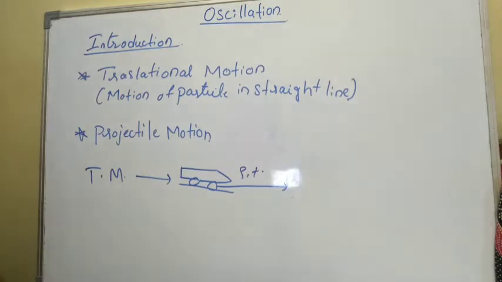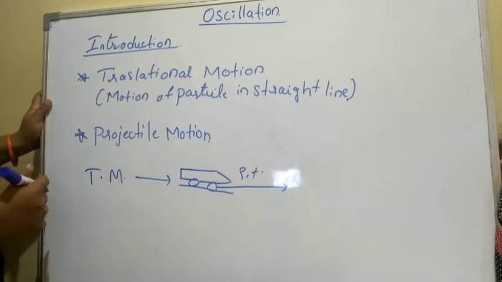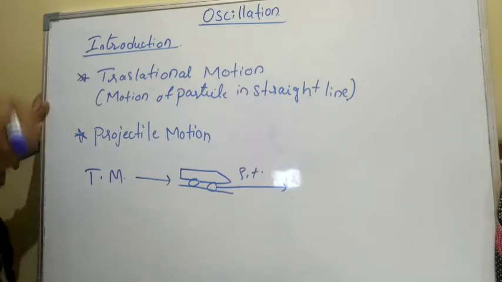We have already studied this in the big chapter, motion in a straight line, so we know it already. The second point is projectile motion. Projectile motion is when a body executes motion not on a straight line, but making an angle with the straight line path.